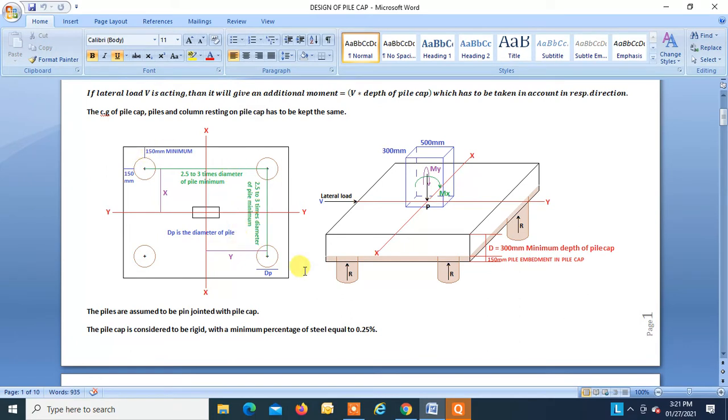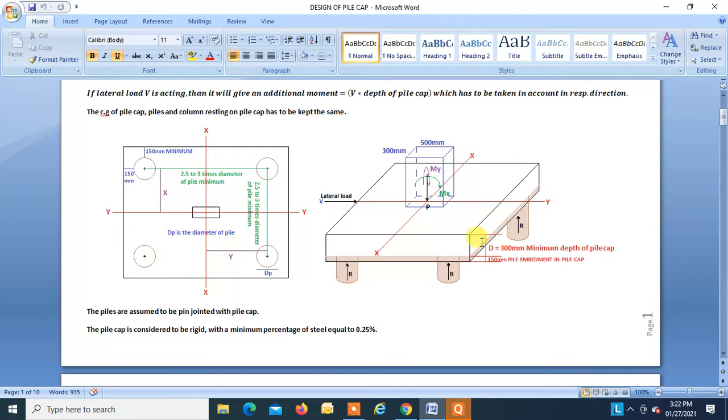Now here we can see that this shaded portion shows the pile embedment, right? So at least all the piles should be embedded 150 mm into the pile cap. Now this shaded portion is of course added in the thickness of the pile cap, but is not taken into account for the design of the pile cap.